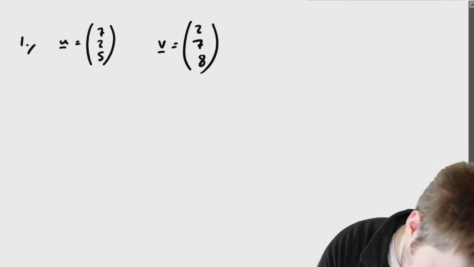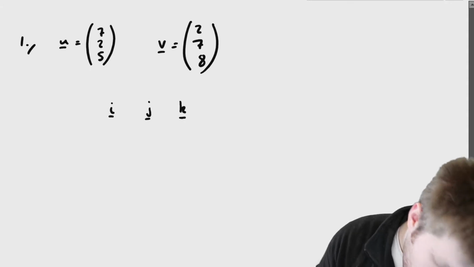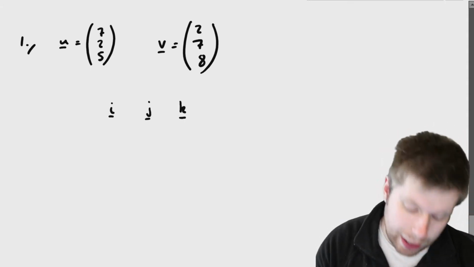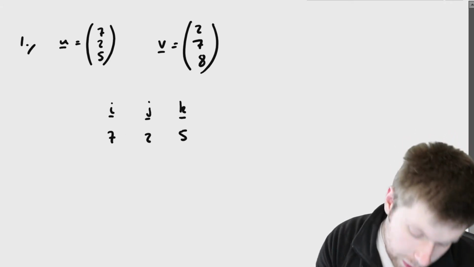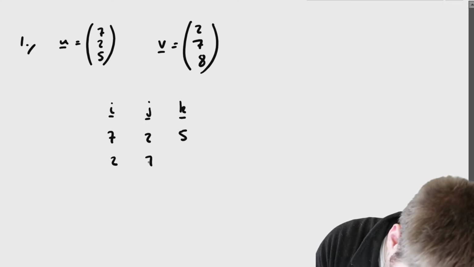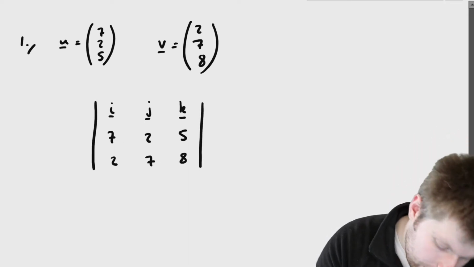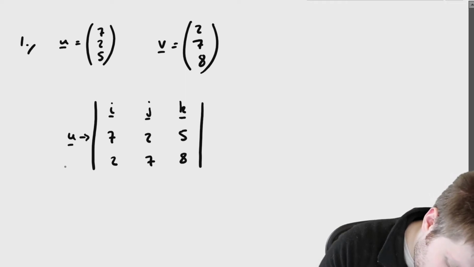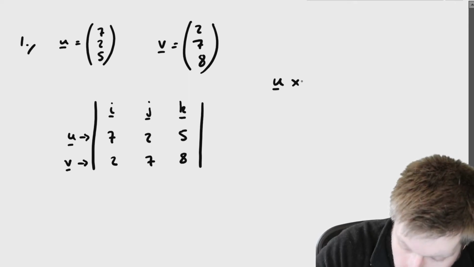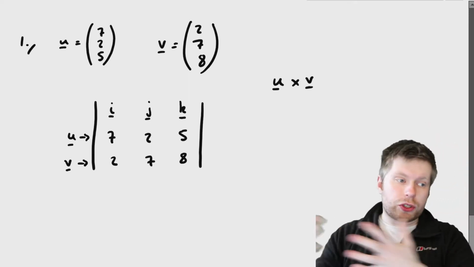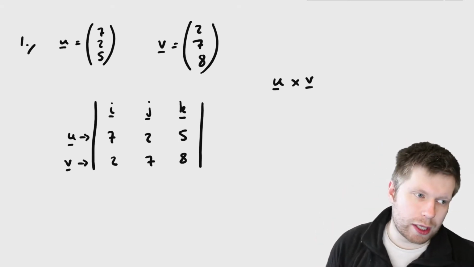So first things first, I need to write my matrix out. I'm going to put i, j, k along the top row. I'm going to put my u components along the second row, so 7, 2, and 5. And my v components along the third row, which is 2, 7, and 8. Now it is important what order you're doing it in. In this case, I put u along the second row and v along the third row because I want to do u cross v. If I wanted to do v cross u, I would put v in the second row and u in the third row. So just be careful about the order there, okay?